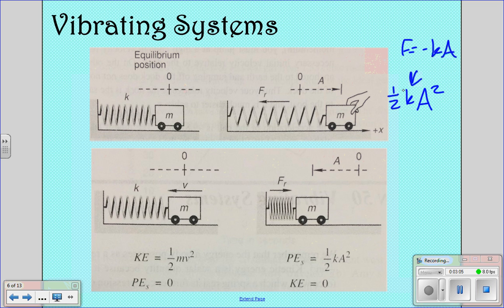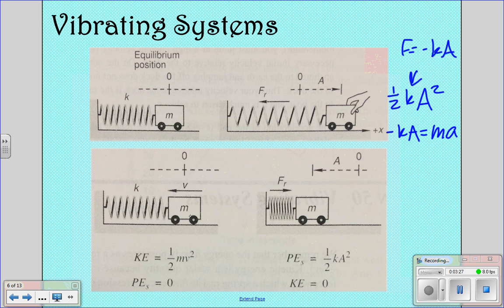And if we plug it into Newton's second law, F equals ma, our F is negative kA, and that has to equal ma. So the acceleration is going to have to be negative. Your mass is not a negative number, so this acceleration is going to be negative because it's to the left, which is in the direction opposite of the displacement.